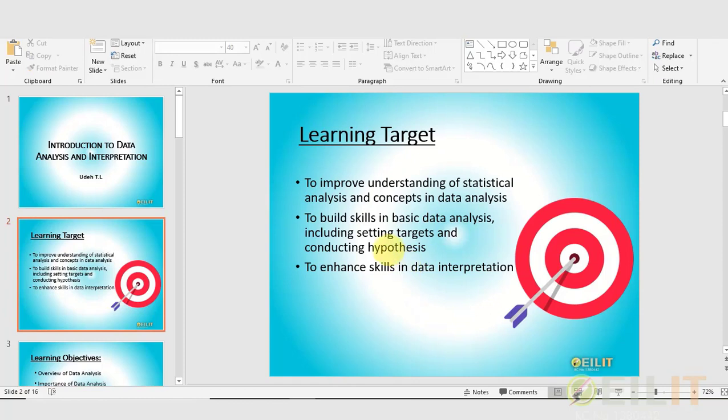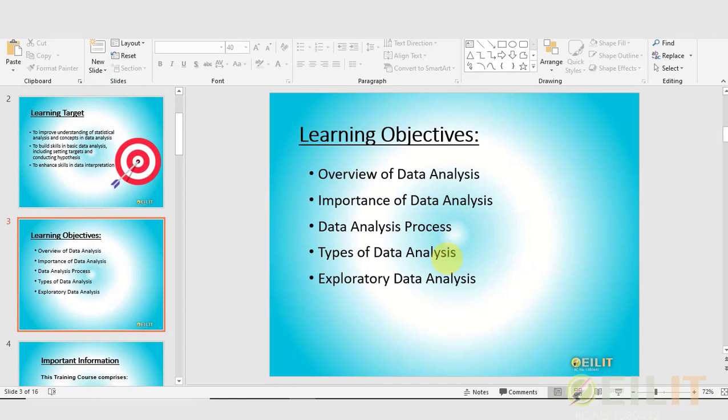And then in this lesson, we have our learning targets. One of our learning targets is to improve our understanding of statistical analysis and concepts in data analysis. We'll also be trying to build skills in basic data analysis, which includes setting targets and conducting some hypotheses. These are part of statistical analysis. And then the third target we have in our learning process is to enhance our skills in data interpretation and data visualization.